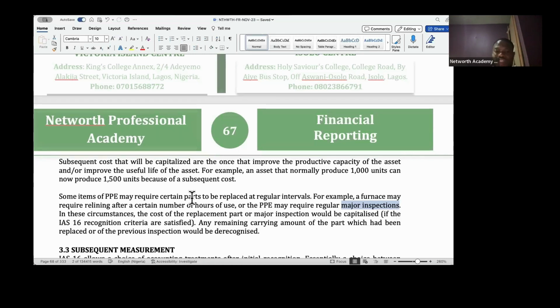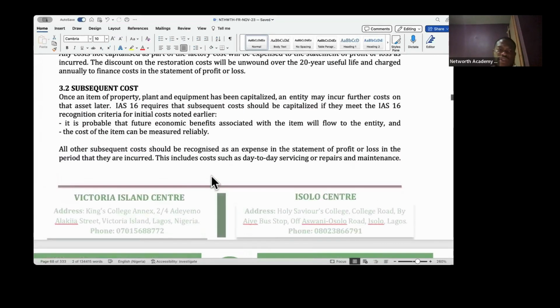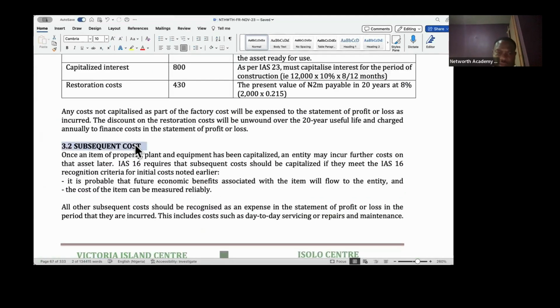And when it comes to replacement of parts, right? The parts that you are introducing, you add the cost to the assets. Of course, when you are replacing a part, that means you are removing something. That one that you have removed, you remove the costs from your cost of the assets. You remove it. And that is it about subsequent costs.